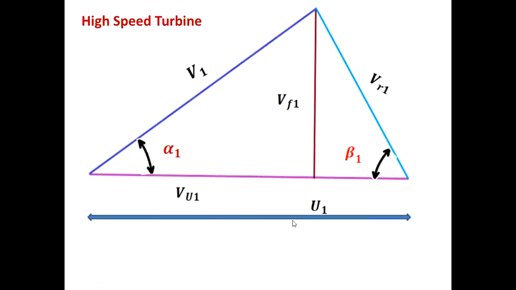High speed turbine. In the high speed turbine, how will the case be? The speed of the turbine at inlet, U1, is greater than the tangential velocity at inlet, Vu1. This is the condition for the high speed turbine.